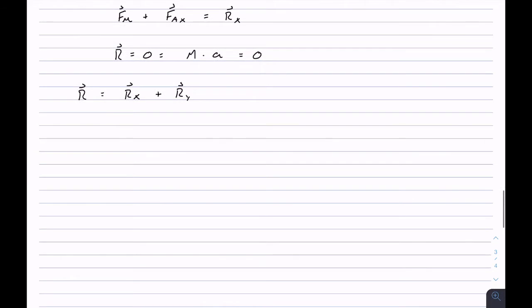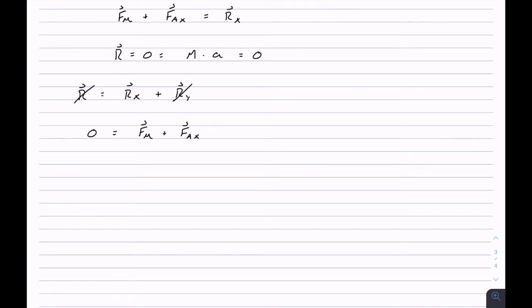So let's put everything together. Here we have r sub x plus r sub y. That's going to go away. That equals 0. This actually equals 0 as well. So now we're just left with 0 equals F mu plus F ax.